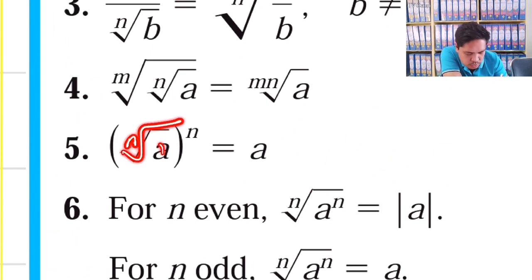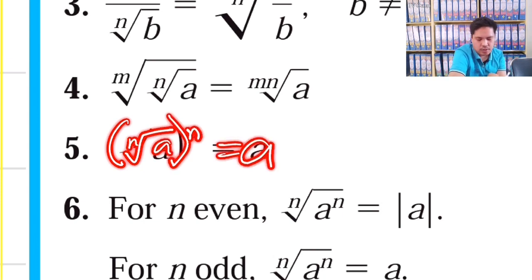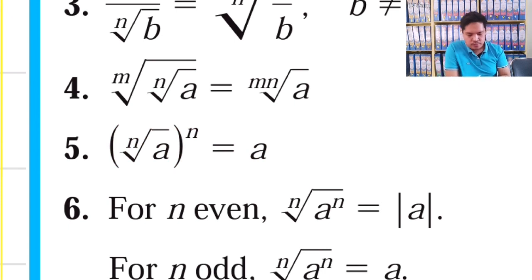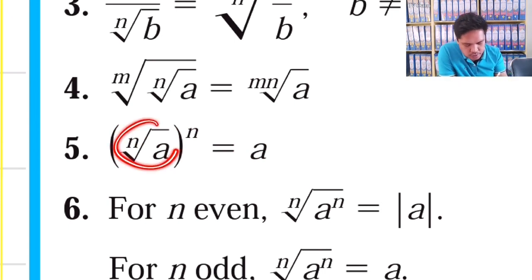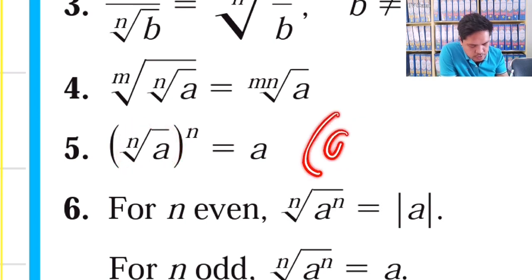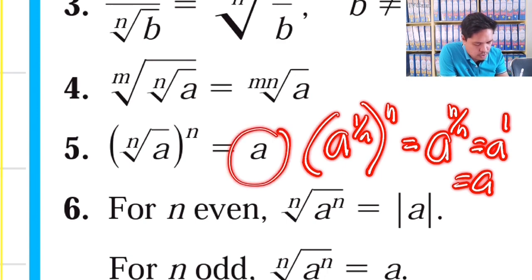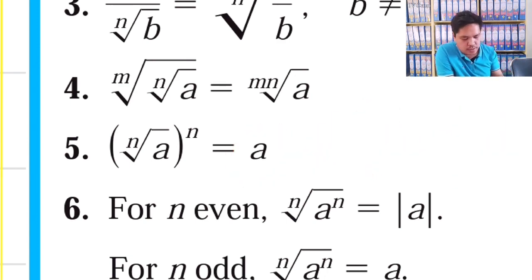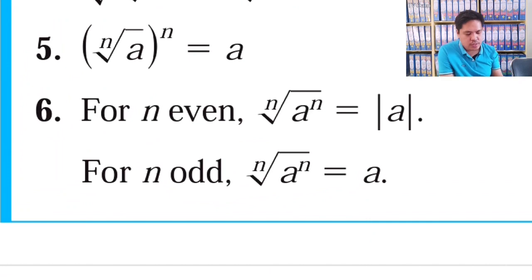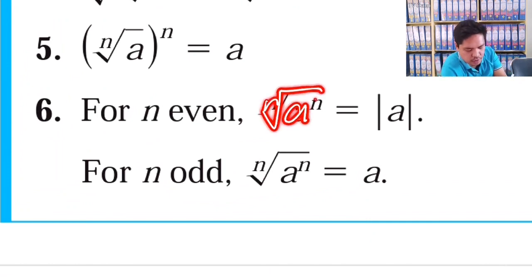The nth root of a raised to n, the quantity of the nth root of a raised to n is equal to a. So, I think that's easy to illustrate because this is a raised to 1 over n raised to n, so that becomes a raised to n over n, which is equal to a raised to 1, which is equal to a. That one. Very easy.